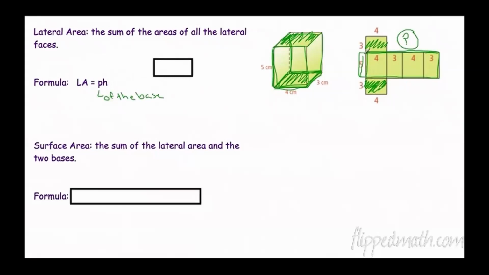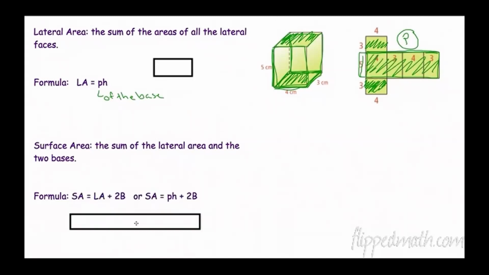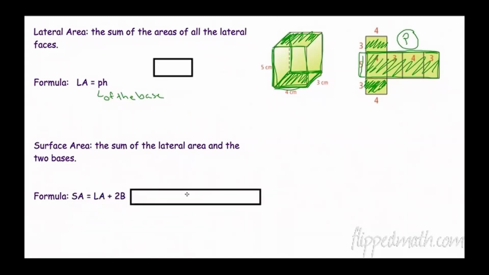Well, if we have found the area of all this, we only have 2 more sides to cover the entire thing. All right? And surface area is the sum of the lateral area and the 2 bases. So the lateral area we know how to get, and then we're going to add the 2 bases. So lateral area plus 2 bases. That's what it is. Now, check this out.